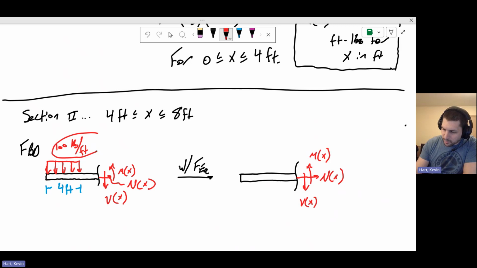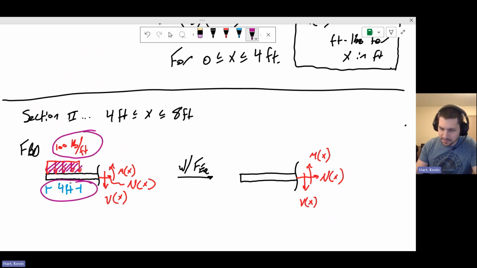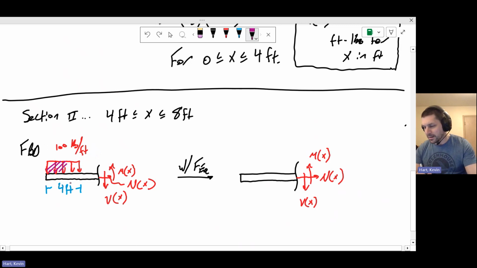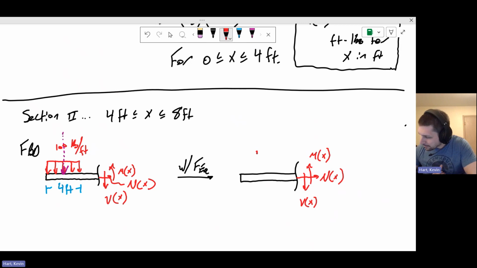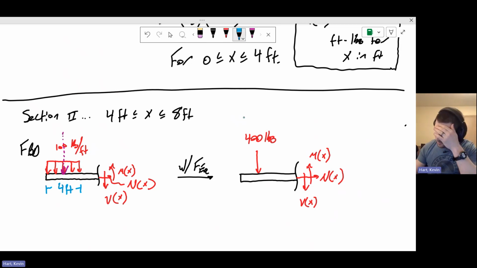Converting this to a point load, again, I take the area of this distributed load. The area is 100 pounds per foot times 4 feet, so that's 400 pounds. It's going to be located at the center of this rectangular structure. So let's go ahead and put that in here. That's 400 pounds, located at the center of that rectangle, which happens to be 2 feet from the left-hand side.